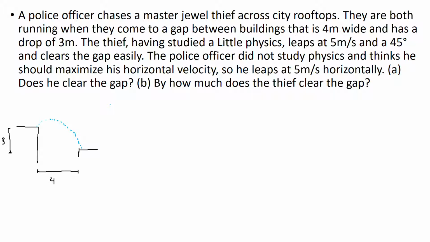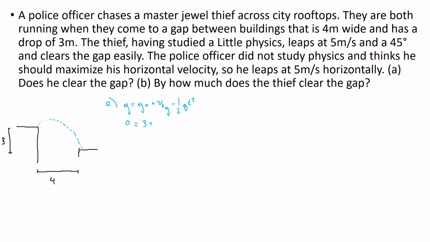Okay, so for part A, we're going to solve it. We need to know first the time in which he falls 3 meters. For finding times, we always need to find the y's. So we use the typical equation: y equals y0 plus initial velocity in y times t minus a half of gravity times t squared. The final y is going to be 0. The initial one is going to be 3.